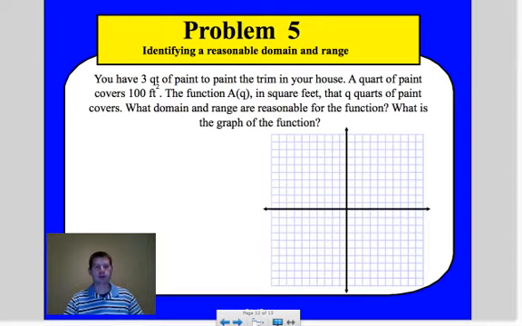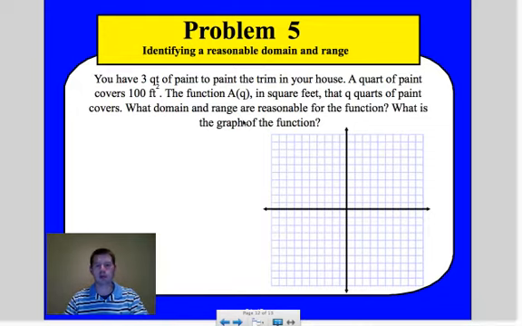Okay, problem 5 talks about identifying reasonable domain and range. So, a story problem, making sense of this. You have 3 quarts of paint to paint the trim of your house. A quart of paint covers 100 square feet. The function A of q is the square feet that q quarts of paint covers. So q represents quarts of paint that we'll cover.